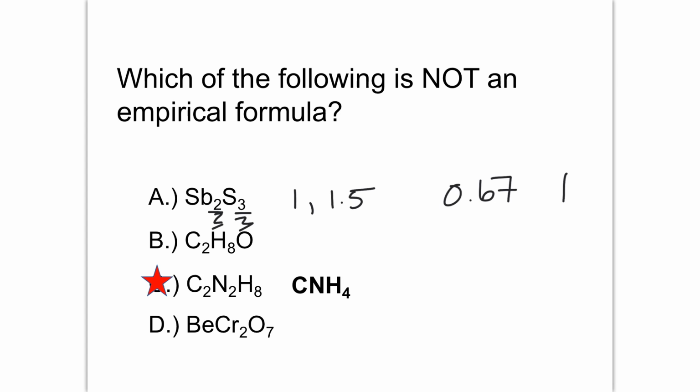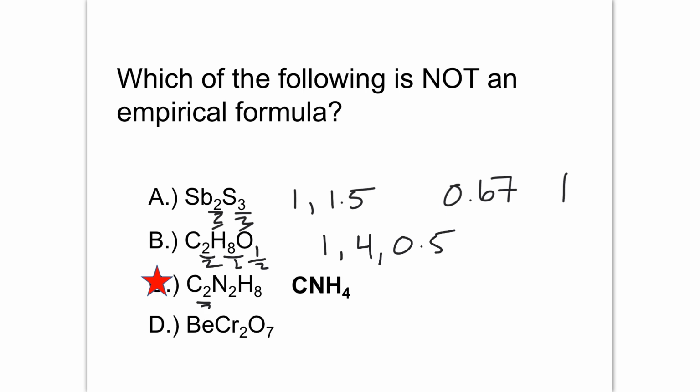All right, next one, 2, 8, and 1. Now, it might look like I can divide by 2. But you can't, because don't forget, that's a 1. So even if you divide it by 2, you get 1, 4, and then 0.5. And again, 0.5 is not a whole number.